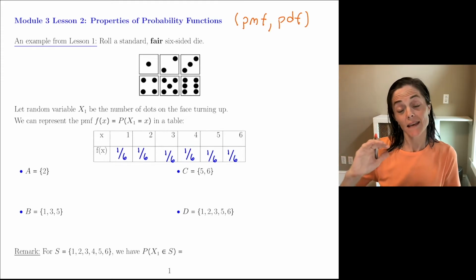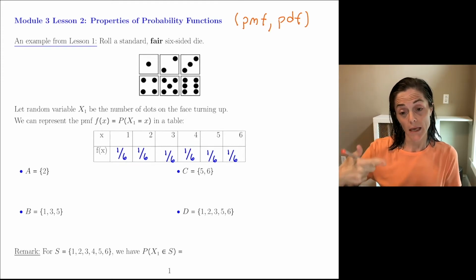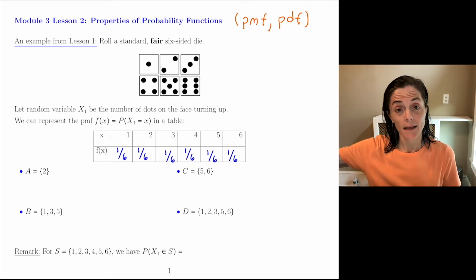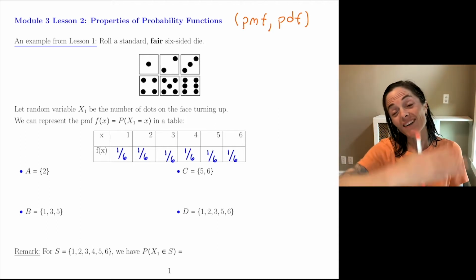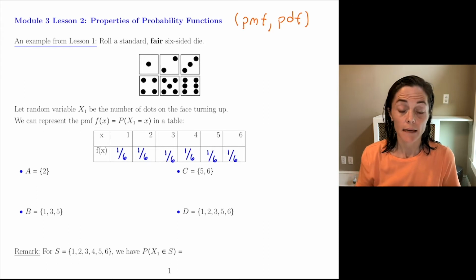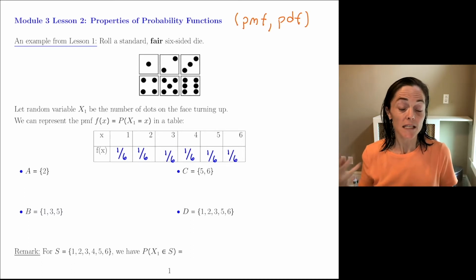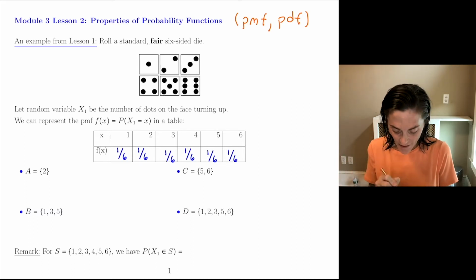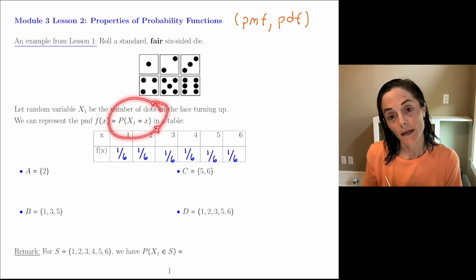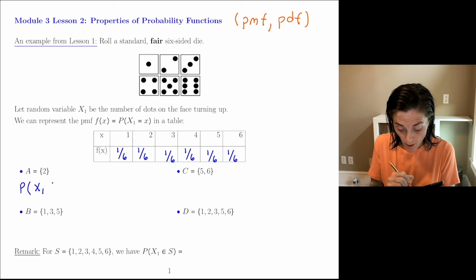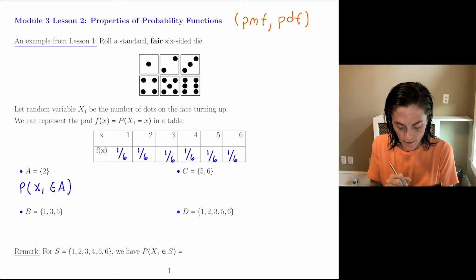Now, we had these events last time, A, B, C, and D, and we calculated the probabilities by taking the cardinality of A, or the number of outcomes in A, divided by the cardinality of S, or the total number of outcomes. And this is perfectly fine. However, if we write this in the language of this random variable, if we want the probability that x1, the random variable, is in the set A, well, it's 1/6.